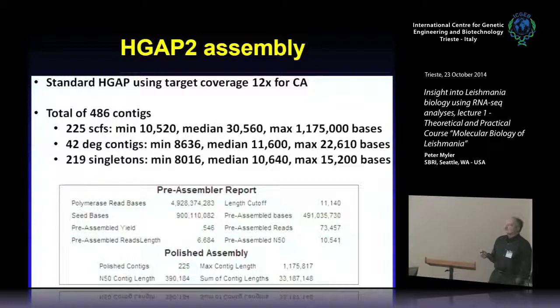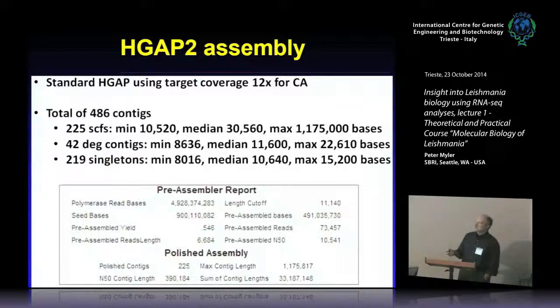And essentially, at the end of the day, we ended up with 486 contigs, of which about half of them were quite large. The largest one was over a megabase of a single contiguous sequence. The median size was pretty small, because there were a lot of relatively small ones here. And then there were some other contigs.